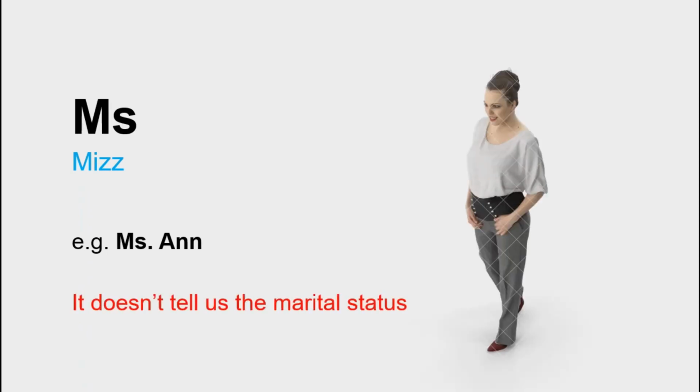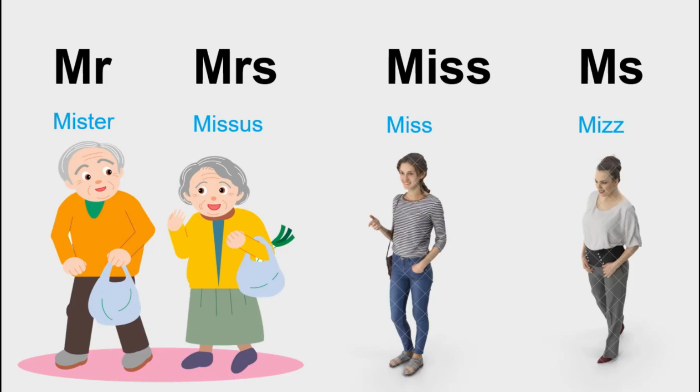Ms. For example, Ms. Anne. So we use Ms. in case we do not have any information about the marital status. This is all about Mr., Mrs., Miss and Ms.